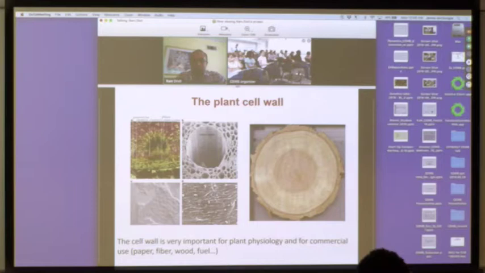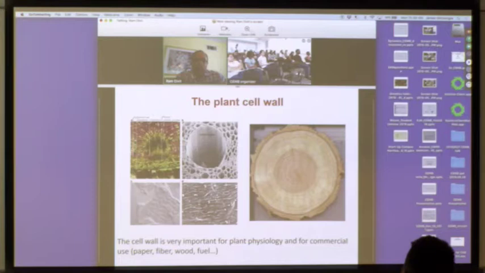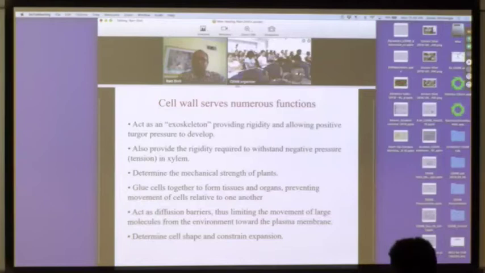So the cell wall is, as I said, a defining feature of plants, very important for all parts of the life, growth and development of plants, and also from a commercial standpoint. So, thinking about innovations or knowledge transfer in the center, think about paper or fiber that we use, cotton, wood, fuel, et cetera, including biofuels. A lot of that is really cell wall biomass we're talking about, wood in many cases. So the cell wall serves many, many important functions in the life of a plant.